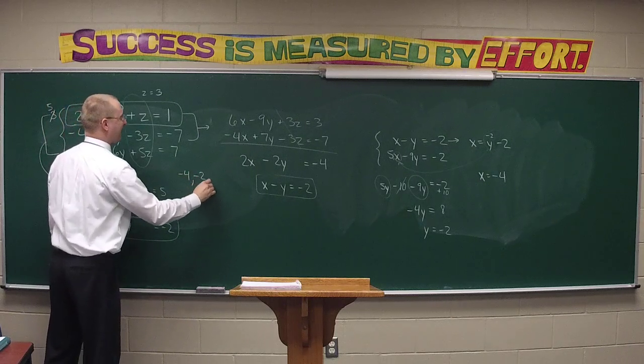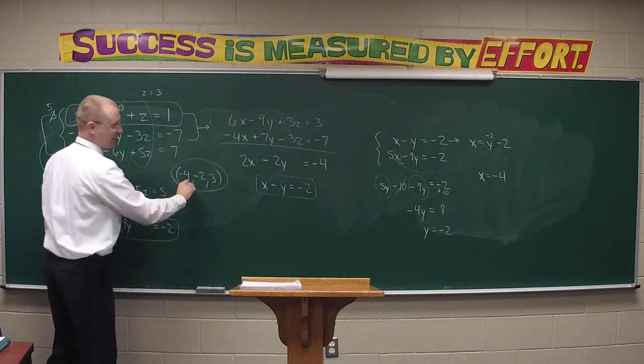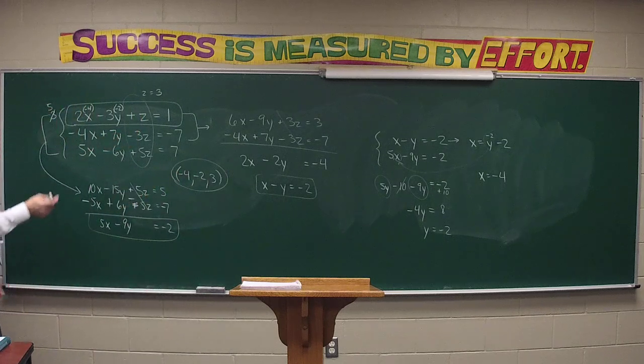Negative 4, negative 2, 3 should be our answer here. Double checking, and yes. How many had this? For number 8. All right, and again, you didn't do it. You feel like you're good on these? Yep. Okay, Maddie and Genesis.